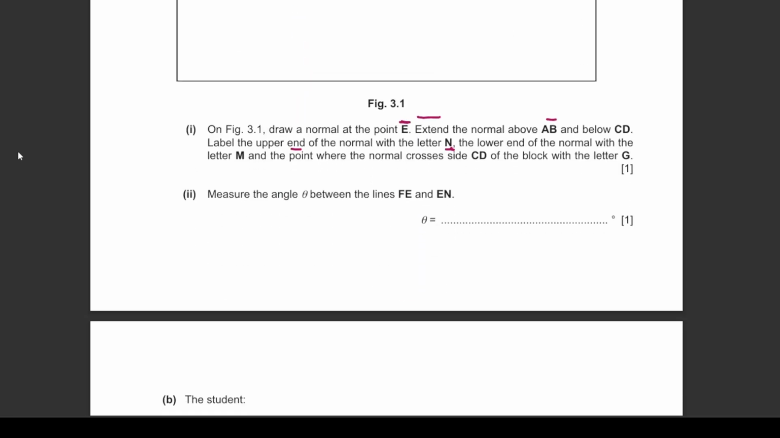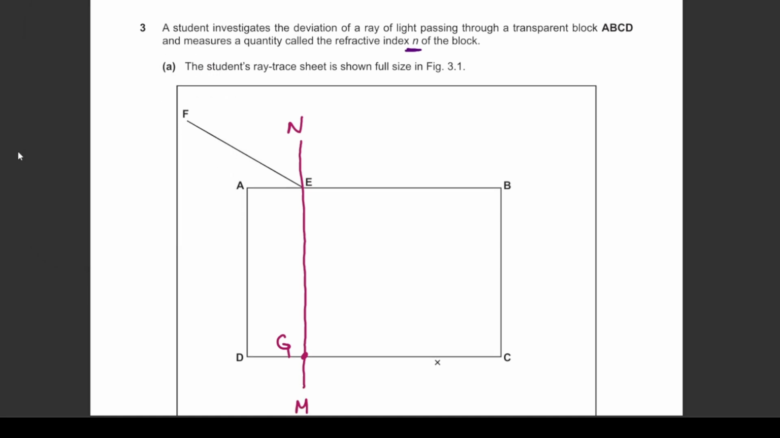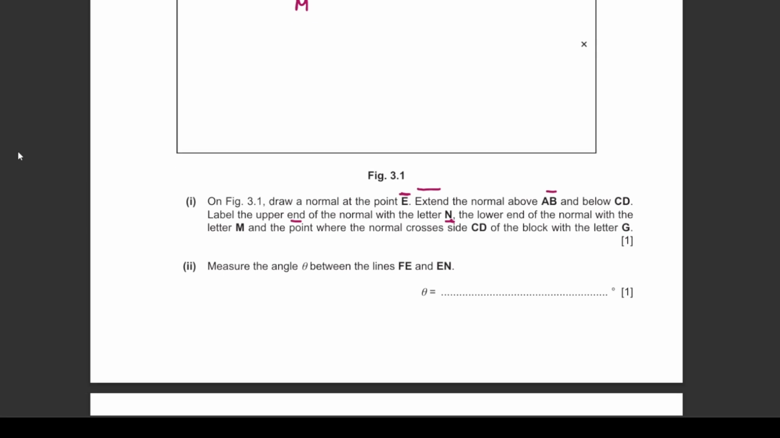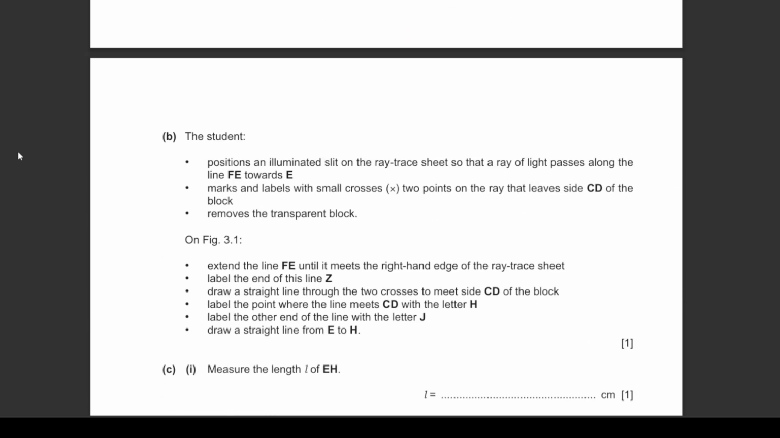Now he says measure the angle theta between FE and EN. You might be confused by this. FE, EN, what does that mean? He's actually trying to measure this angle, this one. So FE and then E to N is actually the angle of incidence, what he's trying to say. But since he does not want to use the proper terminology in this paper, because he's not required to do that, he's taking a longer route to probably confuse you even more. So when you measure this angle with a protractor, your answers will vary, but generally around 60 degrees. Then the student positions the illuminated slit on the trace line.